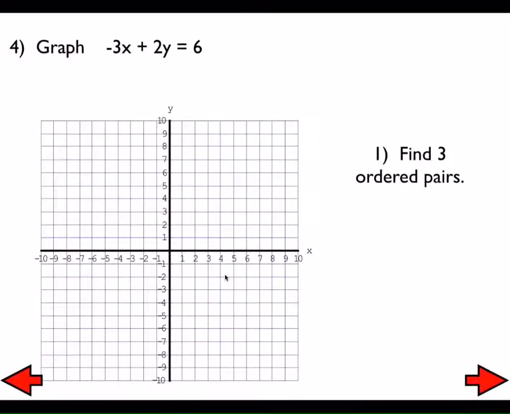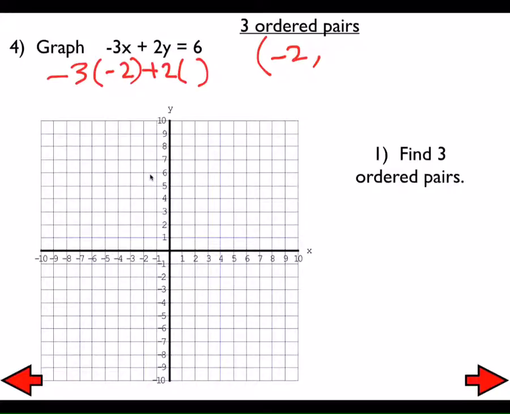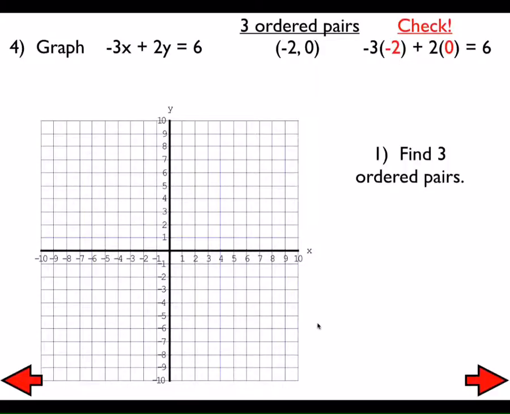Again, I'm going to give you the first part of the ordered pair, and you tell me what the second number should be. First one is -2. So plugging that in, -3 times -2 plus 2 times something has to be 6. So that'll be 6 plus something equals 6. Yes, 2 times 0 would give me 6. Awesome. So the first one is -2, 0. Because it gives me 6 equals 6.